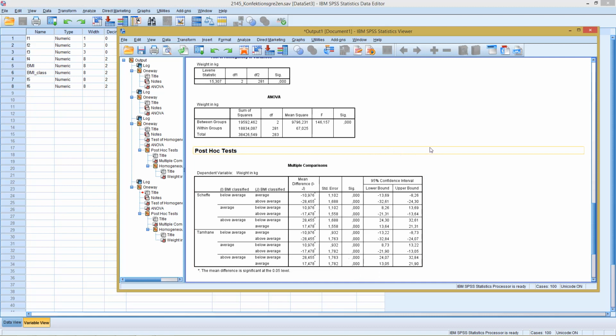Well, this then already concludes this small session on univariate variance analysis.